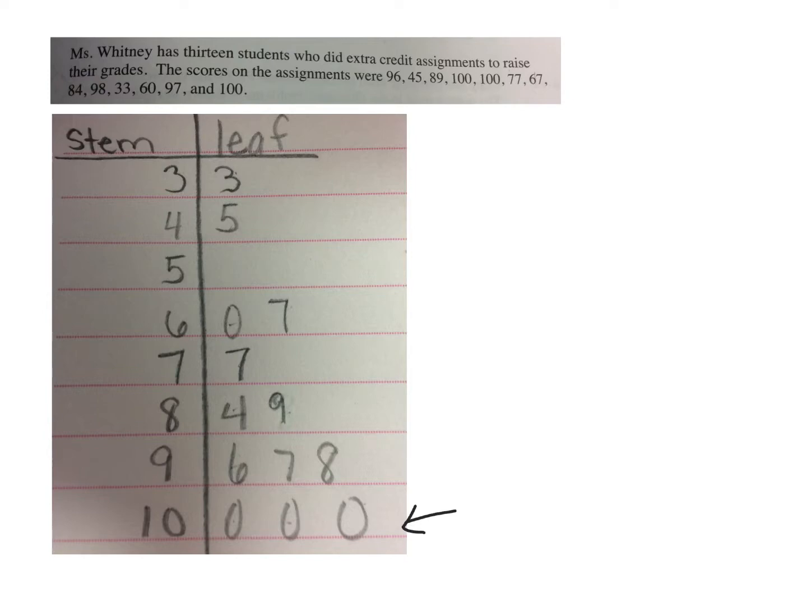What I'm missing is a key. So we're going to add a key here. And the key tells me if my numbers are whole numbers or if they're decimals. So in this case, my key is going to say, I'm going to use the number 45. I don't like 33 because both the numbers are the same. That 4|5 means 45.